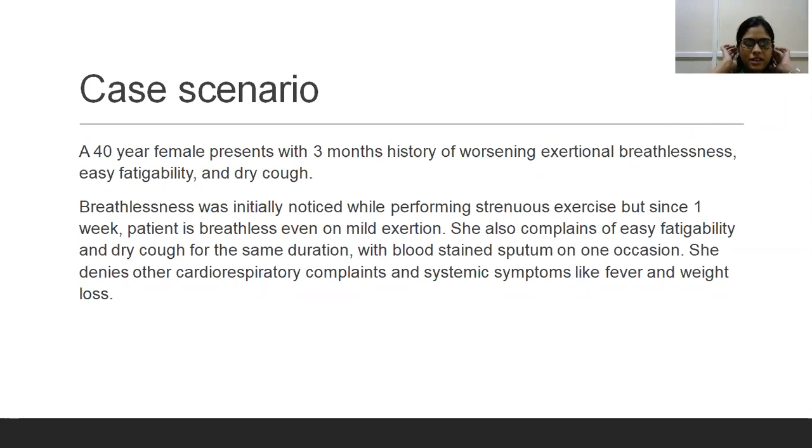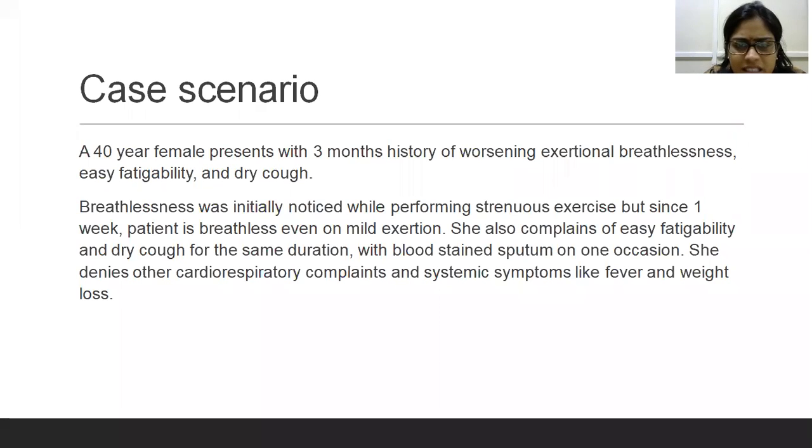Coming to the history of presenting illness, the breathlessness was initially noticed while performing strenuous exercise. So that is class 2 or class 3. When you're presenting a case of breathlessness, from your symptoms, you have to decide whether it's a pulmonary case or a cardiovascular case. If you're suspecting a pulmonary case, you present your severity of breathlessness in the form of grades, that is your MRC grading. If you're suspecting a cardiovascular disease, you have to present your severity in the NYHA classification.